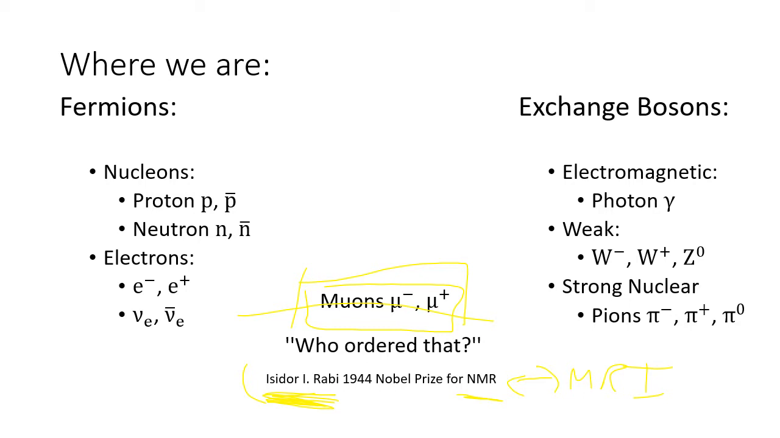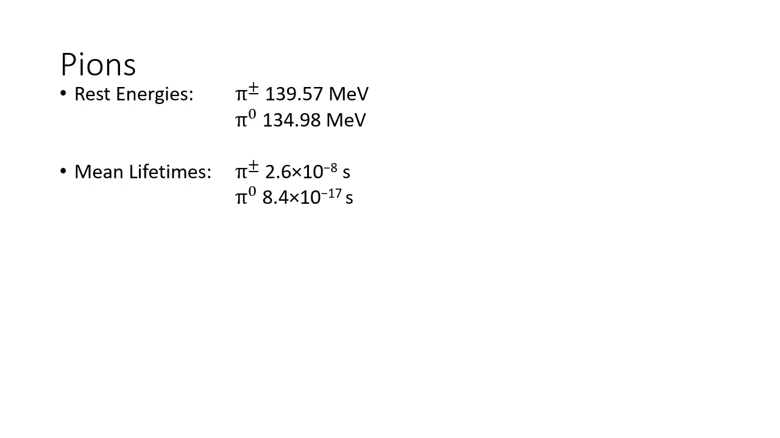Well, that's something that we'll get onto a bit further. But for now, let's have a look at the behaviour of pions. So their rest energies are intermediate, about 300 times the mass of the electron, and they've got quite short lifetimes. So the charged ones are on the order of 10 to the minus 8 seconds, and the uncharged one 10 to the minus 17 seconds.